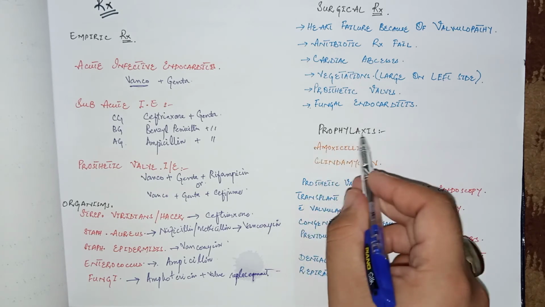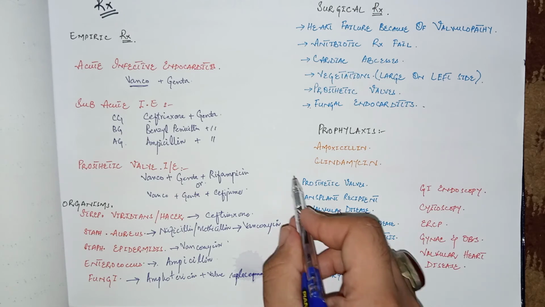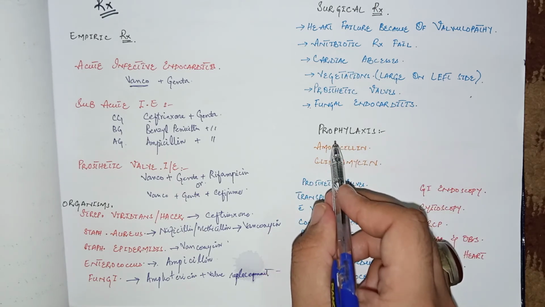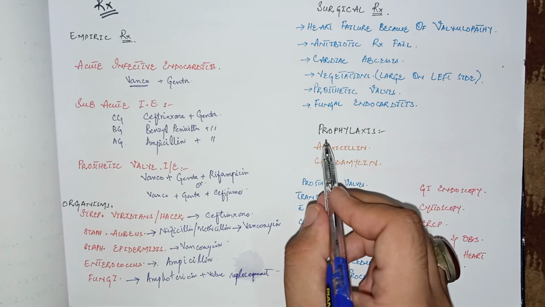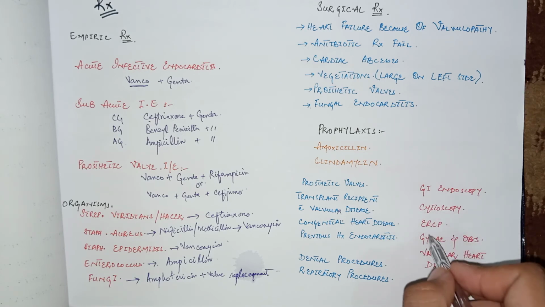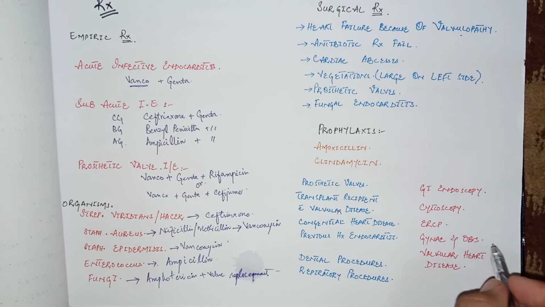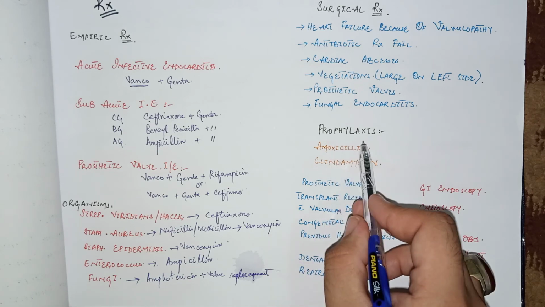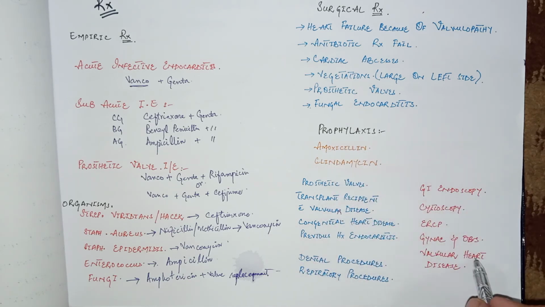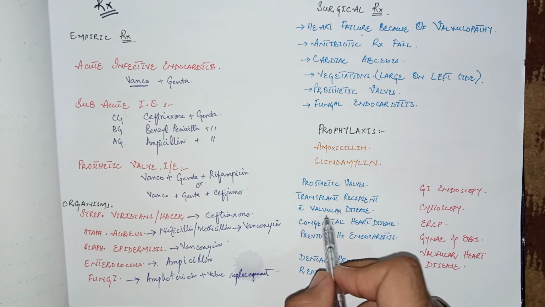The other procedures in which prophylaxis is important are dental procedures and respiratory procedures like taking a biopsy from the respiratory mucosa. In some procedures, prophylaxis is not indicated, which are GIT endoscopy, cystoscopy of the bladder, ERCP, that is endoscopic retrograde cholangiopancreatography, and gynecological and obstetric procedures. This point is very important to remember: prophylaxis should not be given for procedures of valvular heart diseases, but it should be given to cardiac transplant recipients associated with valvular diseases.